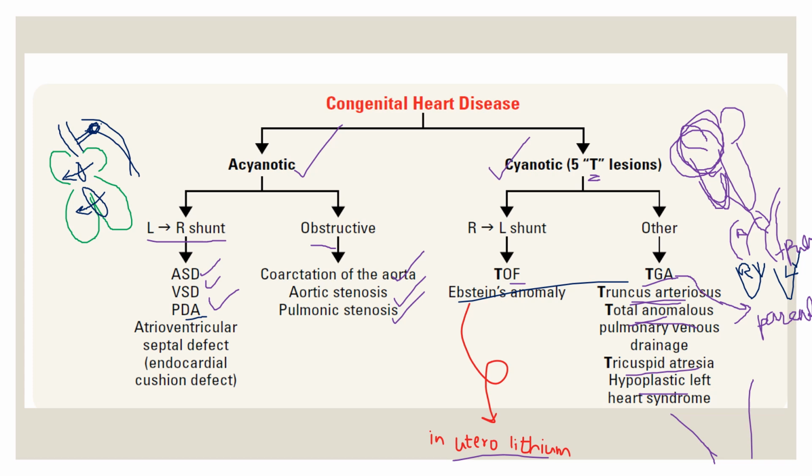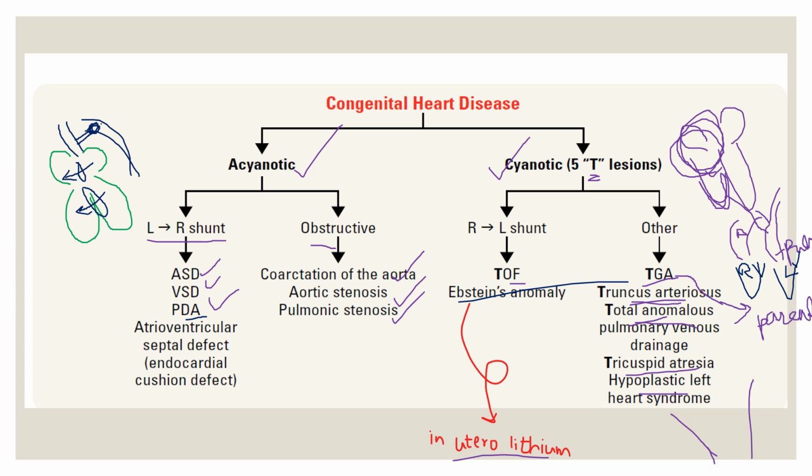TGA is transposition of great arteries, where the pulmonary artery and aorta are incorrectly positioned. The pulmonary artery originates from the left ventricle and the aorta from the right. So there is a parallel circulation. For survival, there has to be some other extra connection, so you may have to keep the duct open with PGE1. Truncus arteriosus is when you have a common opening for the aorta and pulmonary artery.